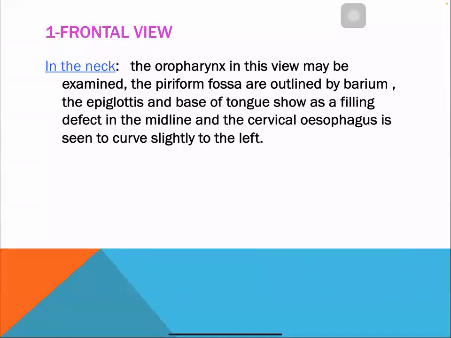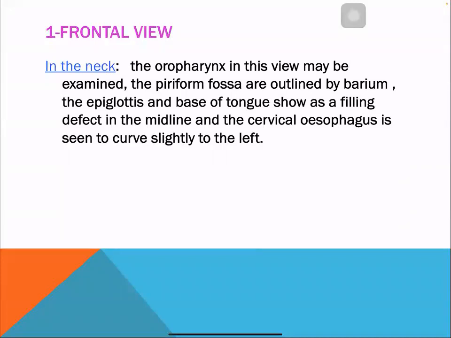Starting with the frontal view, there are two areas: the neck and the chest. Starting in the neck, the oropharynx in this view may be examined. The piriform fossae are outlined by barium. The epiglottis and base of tongue show as a filling defect in the midline, and the cervical esophagus is seen to curve slightly to the left.